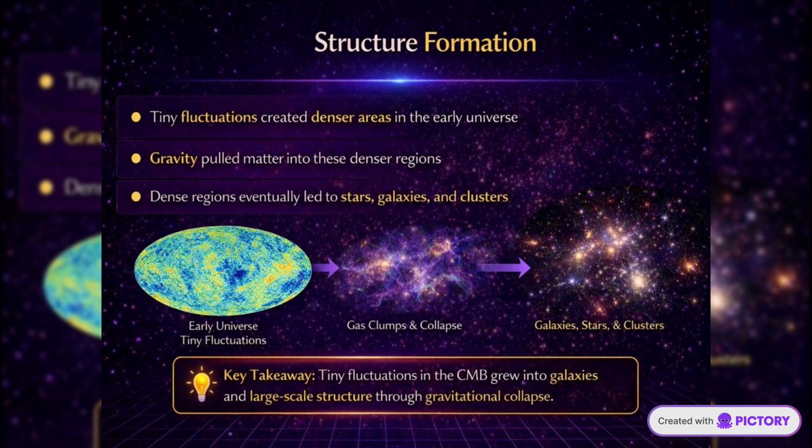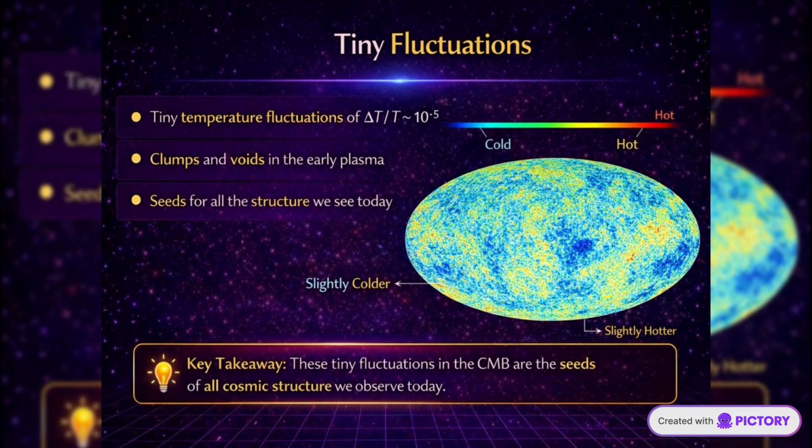Despite its uniformity, the CMB shows tiny temperature fluctuations. These fluctuations are extremely small, about 1 part in 100,000. They represent small density variations in the early universe. These tiny fluctuations acted as seeds for structure formation. Gravity amplified these variations over time. This led to the formation of galaxies, stars, and clusters we observe today.